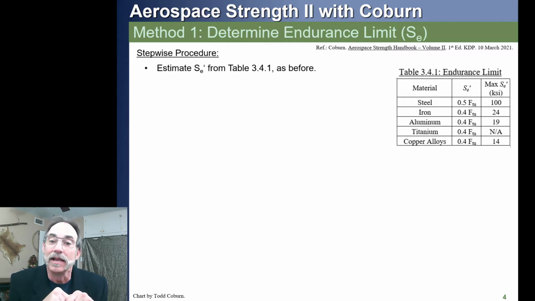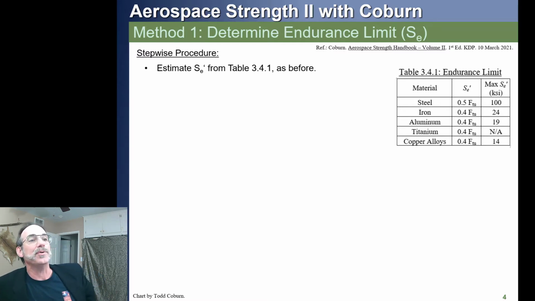What we did there is we computed the pristine perfect endurance limit, S sub E prime, and then we used a number of Marin factors to take that perfect pristine endurance limit and turn it into something that's more realistic for our part. So once again, we're going to go back to section 3. We're going to look at table 3.4, and here we find what the pristine perfect endurance limit is. It's a factor of our FTU, and we're going to make sure that we don't use anything over what these max values are shown in the rightmost column, okay?